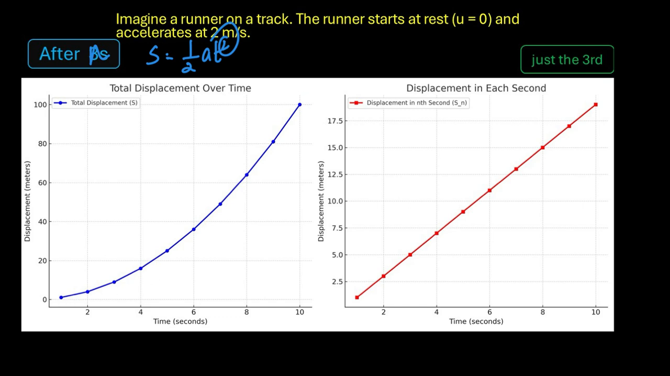But when we talk about the nth second alone, what does the equation look like? It looks like Snth is equal to a by 2 into (2n minus 1), which gives us the equation of a straight line.